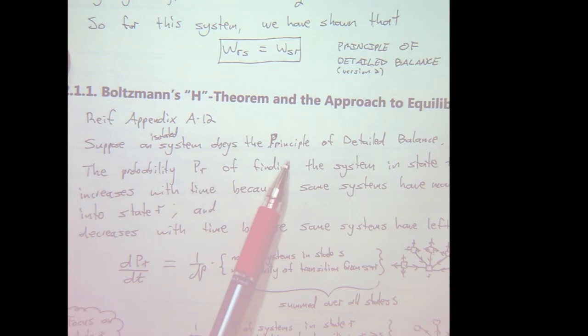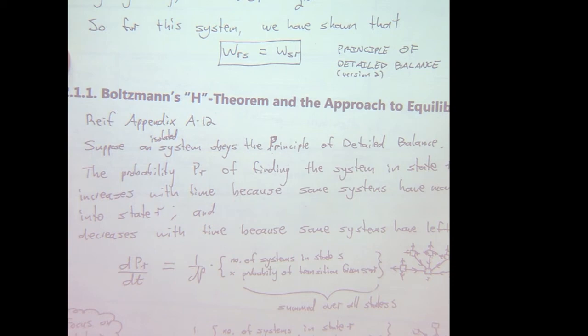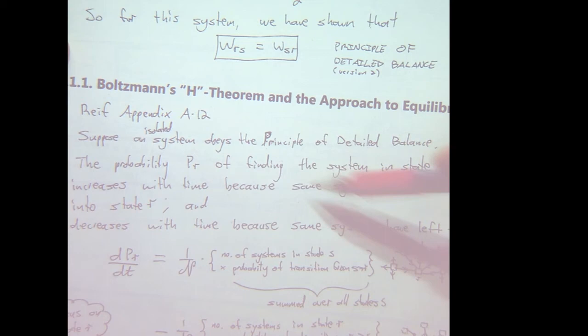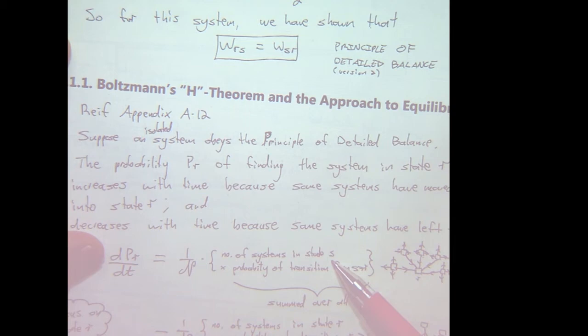Okay. Now, Boltzmann's H theorem. Suppose an isolated system obeys the principle of detailed balance, which is this here. The probability P_R of finding the system in state R increases with time because some systems have moved into state R, and decreases with time because some systems have left state R. So the rate of change of the probability of being in state R is 1 over the number of systems in the ensemble, times the number of systems in state S, times the probability of transition from S into R.